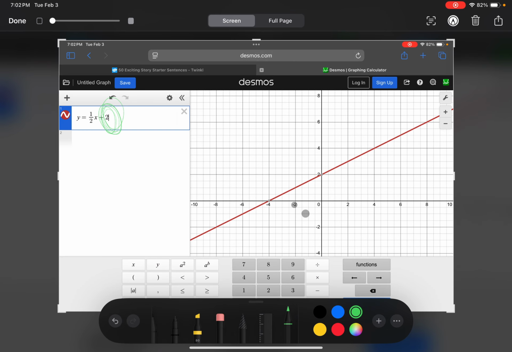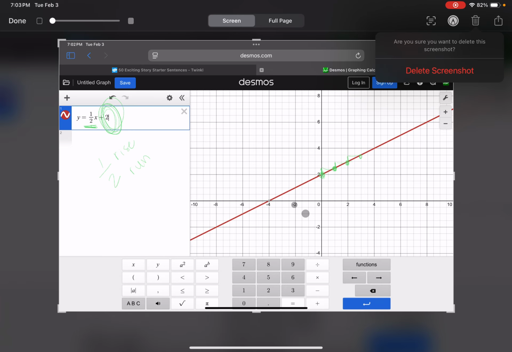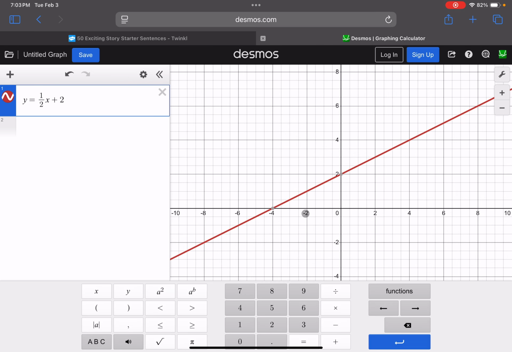I would look at this right here. That's my y-intercept. Does it hit 2? Yeah, it does, right? What is the slope? The slope is going to be 1/2. Look right here, 1/2. That's a rise of 1 and a run of 2. Well, let's do it. 1, 2. Yes, look at that. We love it. Delete screenshot. Okay, now let's do another one.